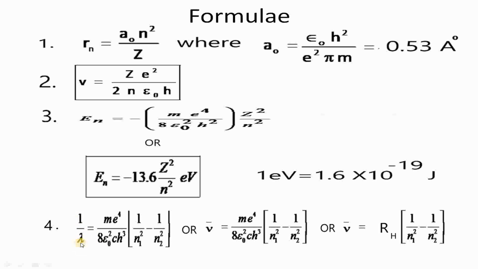Reciprocal of wavelength, that is 1 by lambda, is called wave number, nu bar. Here m is mass of the electron, e is charge on the electron, epsilon naught is permittivity of free space, c is speed of light, h is Planck's constant. So this term is a constant. This term we call as Rydberg constant for hydrogen atom, represented as R_H. In today's session, mostly we are going to use this formula, that is the fourth formula.